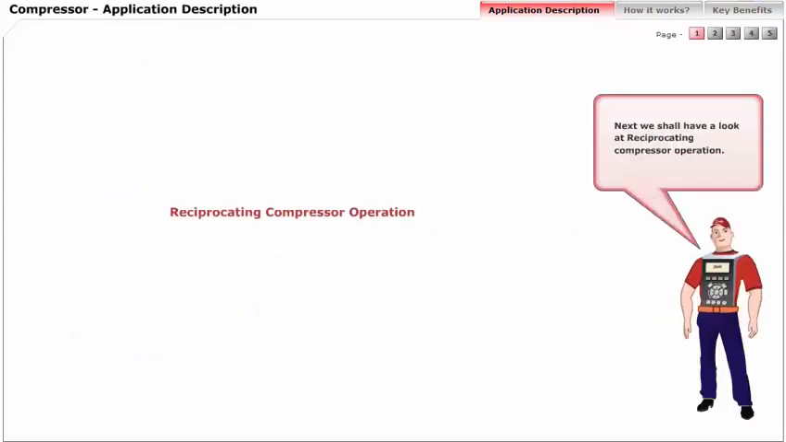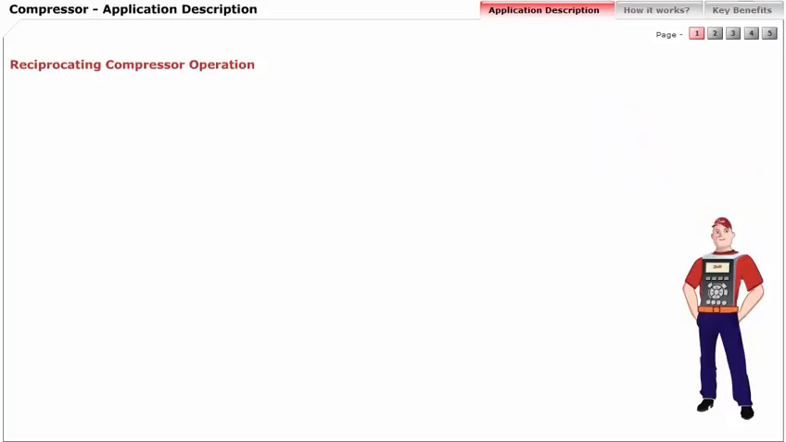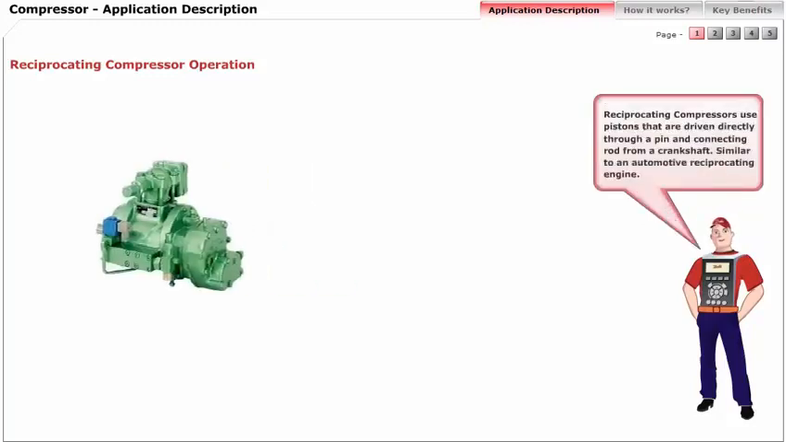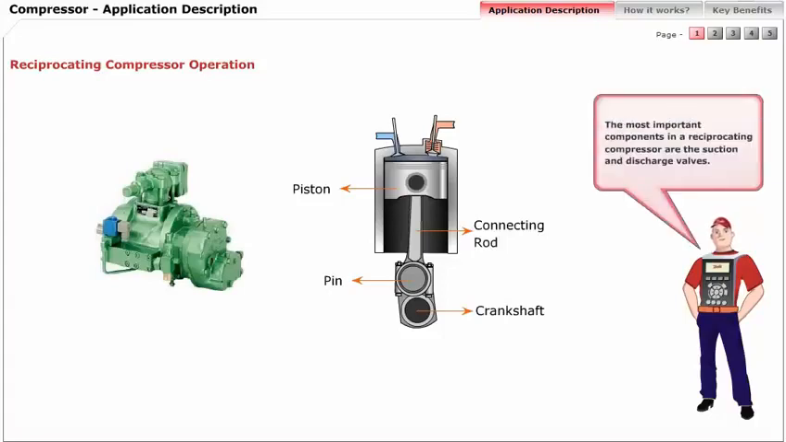Next, we shall have a look at reciprocating compressor operation. Reciprocating compressors use pistons that are driven directly through a pin and connecting rod from a crankshaft, similar to an automotive reciprocating engine. The most important components in a reciprocating compressor are the suction and discharge valves.